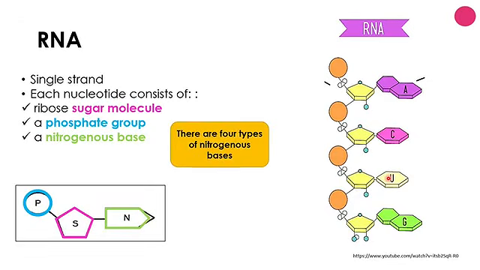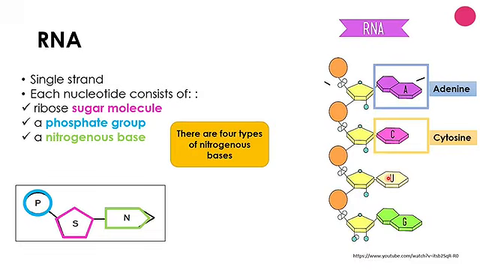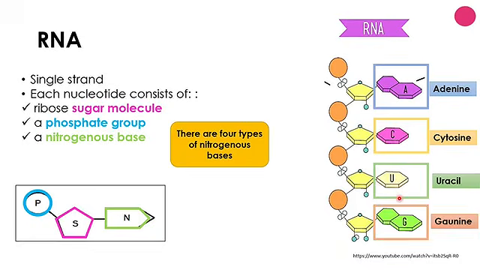And these 4 nitrogenous bases are adenine, cytosine, uracil, which is one way of figuring out whether we're dealing with DNA or RNA. When you see uracil, we know that we are referring to RNA and not DNA. And then, of course, guanine. So again, in terms of complementary base pairing, adenine will be matched up with uracil, and then cytosine and guanine, again, they will be complementary.